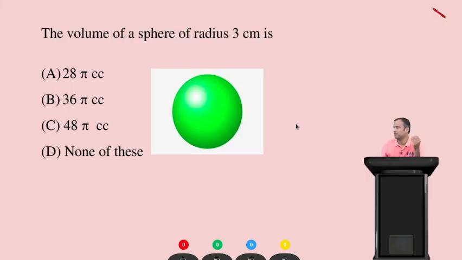Volume of the sphere of radius 3 centimeter. Here radius is given and you have to find the volume. Your time starts now. Find the volume of this sphere. It is a solid sphere. Okay class, your time is over and the correct answer is 36 pi centimeter cube.